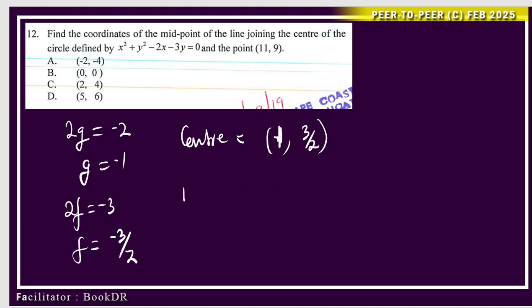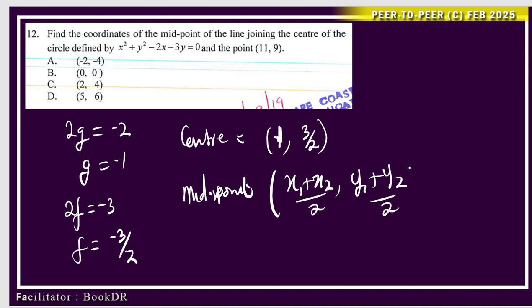Then the midpoint between these 2 points, the center and the point, can be calculated by using the midpoint rule, x1 plus x2 over 2 comma y1 plus y2 also over 2. So let's drop in the coordinates. We have 11 plus 1 over 2, then 9 plus 3 over 2, all over 2. So the x coordinate will give us 6. And we don't have 6 in the x coordinates. So let's be sure we are doing the correct thing.